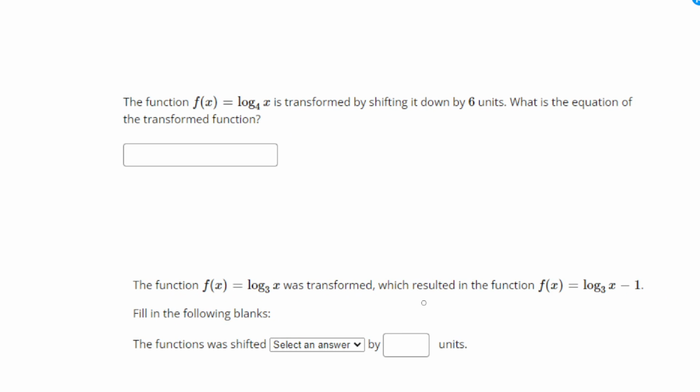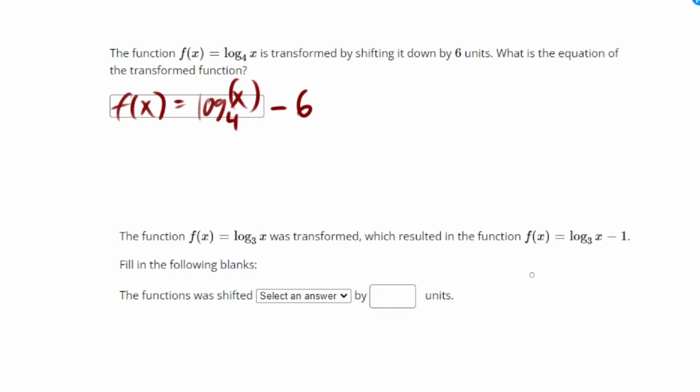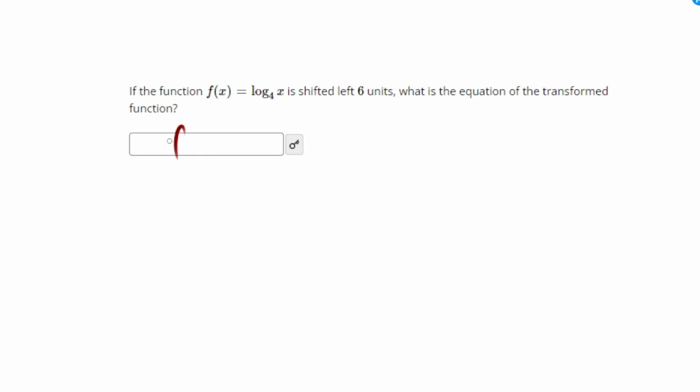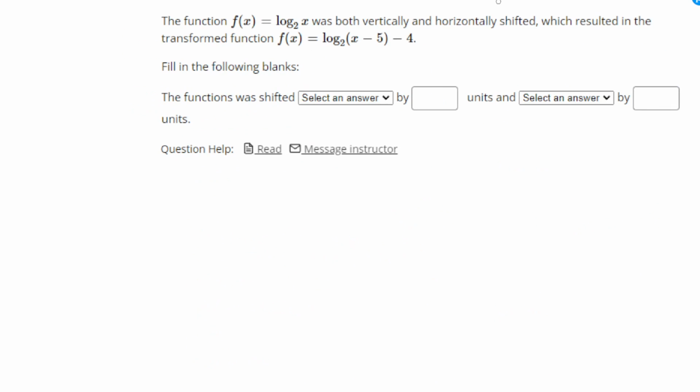The function f of x equals log base 4 of x is transformed by shifting it down 6 units. So we're just going to do f of x equals log base 4 of x. I would recommend putting parentheses around that, down 6, so -6. Our function f of x equals log base 3 of x was transformed, which resulted in the function f of x equals log base 3 of x minus 1. So it was shifted down by 1. Shifted left 6 units, you're going to have f of x equals log base 4 of (x plus 6). And be sure to put parentheses around that. That is a killer.